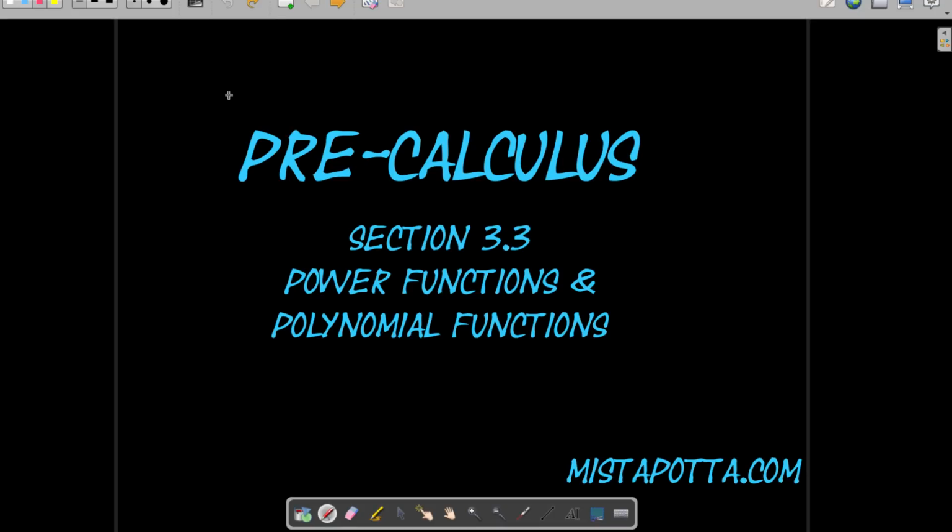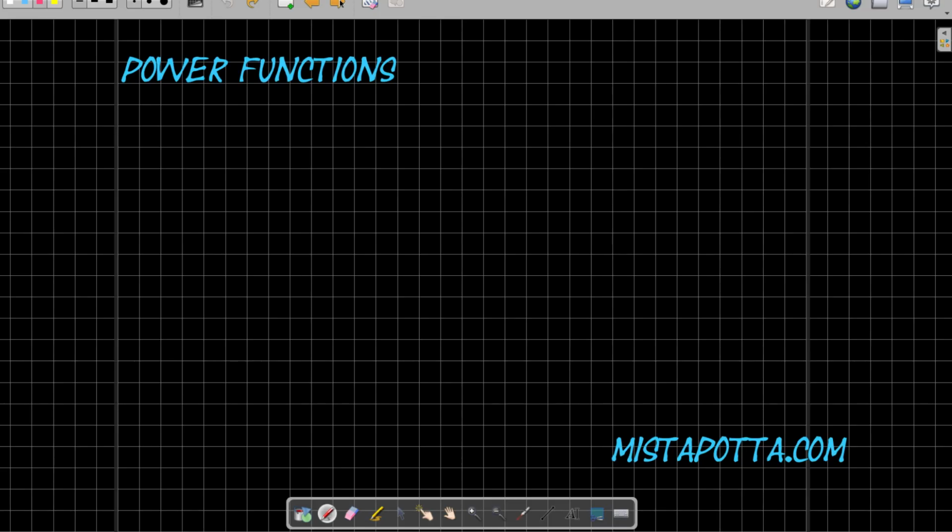Today we're going to be talking about power functions and polynomial functions. So this is going to expand a little bit about what we talked about with quadratic functions before. So I want to start off by introducing the idea of a power function.